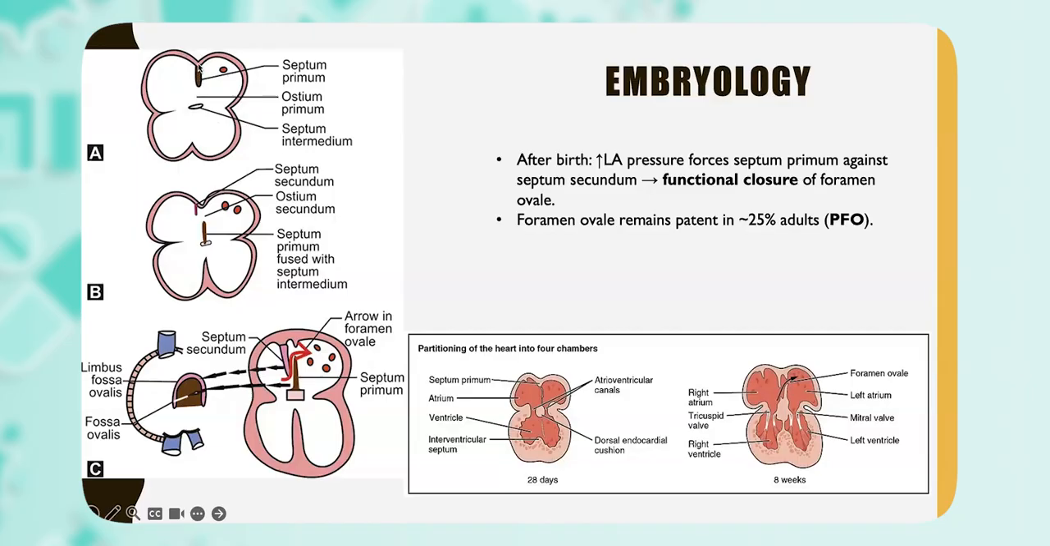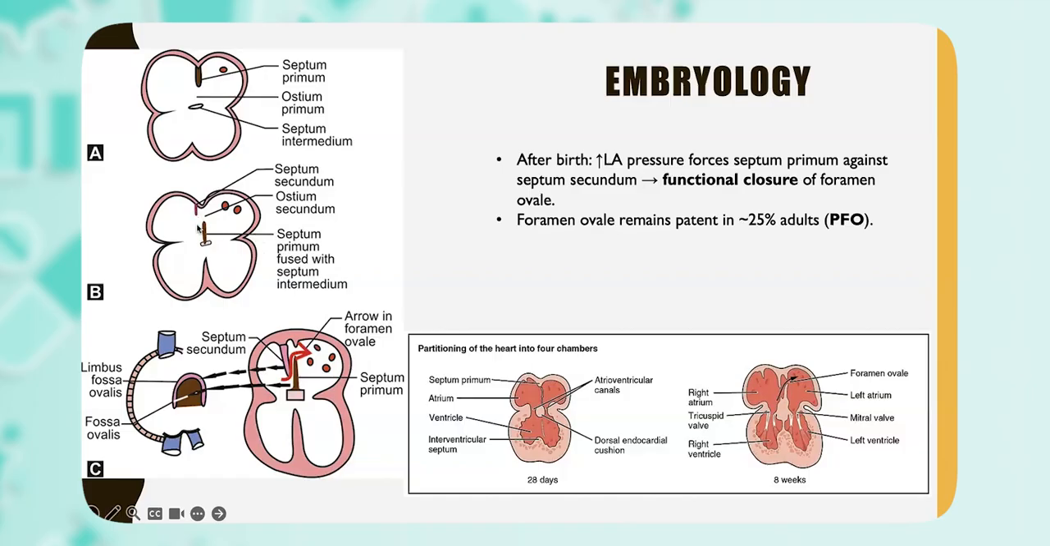So from the roof of the primitive atrium, a septum primum, the first septum, starts developing. The gap between the septum intermedium and septum primum is called the ostium primum. When it reaches the septum intermedium, there is some autolysis of the cells in the upper part, like in the roof part of the primitive atrium, that is called the ostium secundum. And the remaining part is the septum primum that is fused with the septum intermedium.